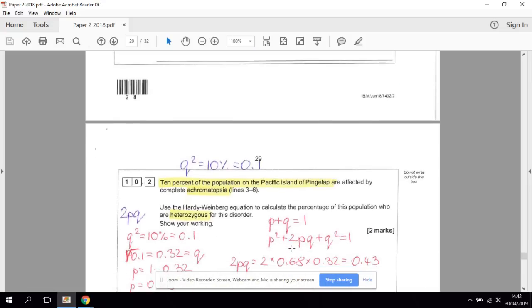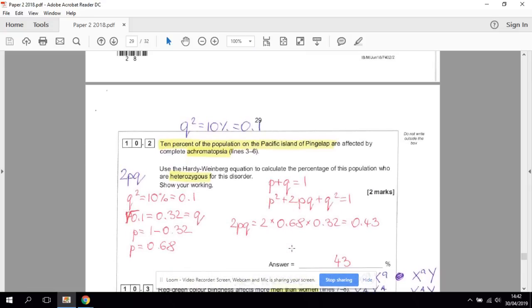Right, so the Hardy-Weinberg equation is to be used here. 10% of the population is affected, and we know it's a recessive disease. So q squared equals 10%, so 0.1. Using the equation, I can square root it so I can get my q. So 0.32 is q. Using the equation p plus q equals 1, I can work out my p, so 0.68. And the heterozygous is 2pq, so I multiply those by 2, and the answer is 43%.